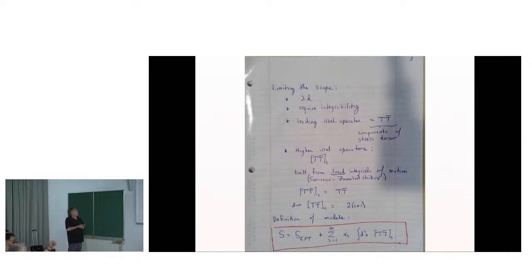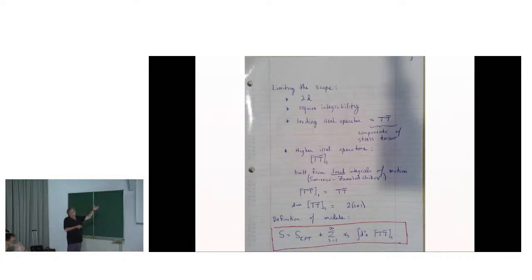T and T bar are the left-right components of the stress tensors. This is a dimension 4 operator. That'll be the leading one. And then I'm going to consider adding some higher irrelevant operators. How to do that was described by Smirnov and Zamolodchikov.